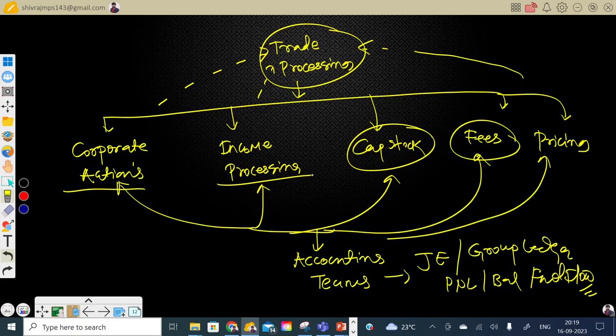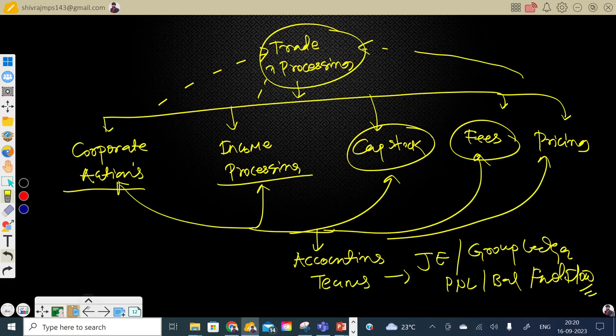Can you please explain in depth what cap stock activities exactly are? At the moment, I'm not going to explain anything because for each topic we have a separate session. It's just an overview that I gave you. If you ask me to quickly explain it, it will take time. So we have a designed module for each activity. In every session, we're going to discuss one module.